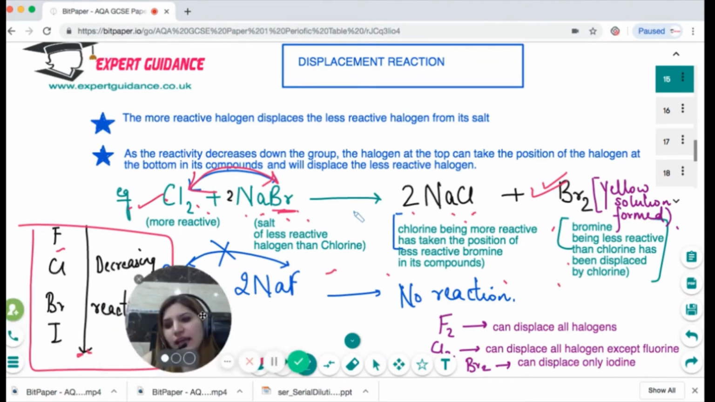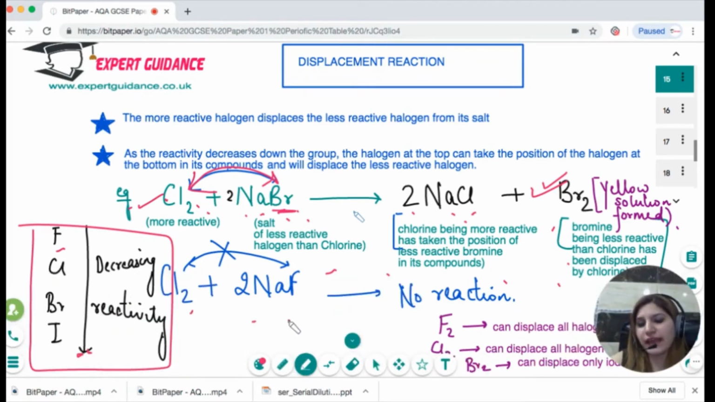On the other hand, if you do this reaction, chlorine with NaF, which is more reactive? Fluorine. Is it alone?